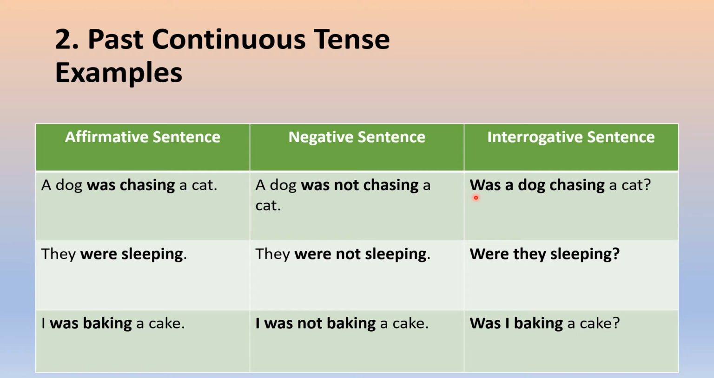In interrogative sentence, we will take out was in the start of the sentence. After that, we write subject and then the fourth form of verb and the object is written. Was a dog chasing a cat is our interrogative sentence. They were sleeping. They were not sleeping. Were they sleeping?